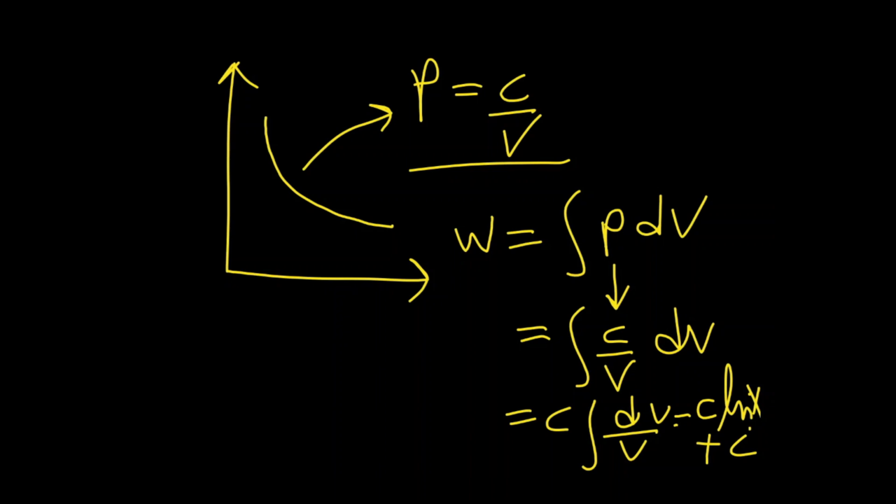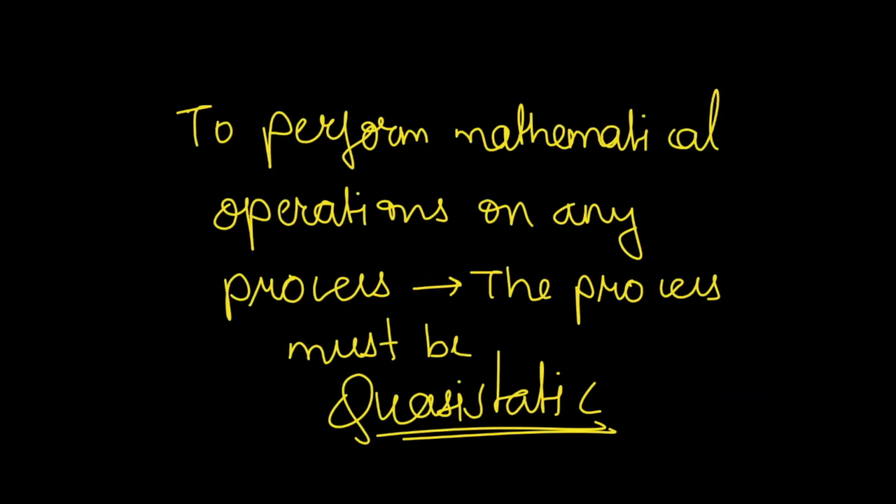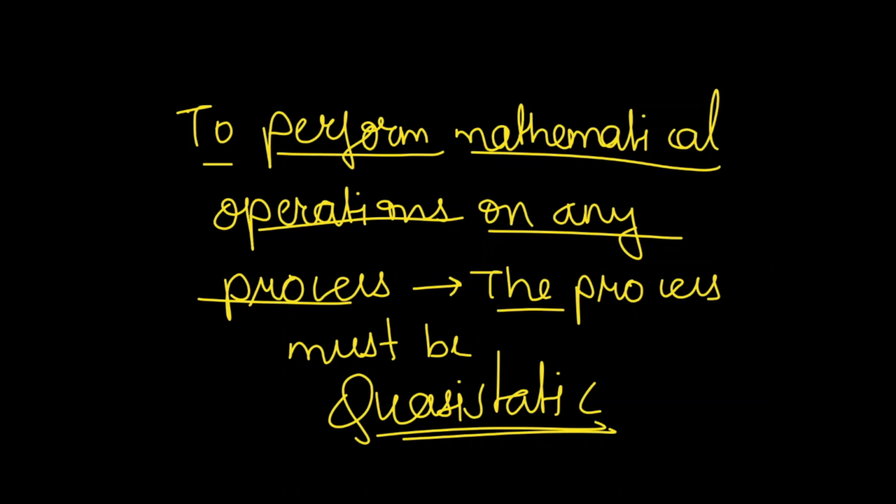So to conclude and summarize the important point of this video: to perform mathematical operations on any process, you should ensure that the process is a quasi-static process. I have told you in detail why that is so, because once you have a quasi-static process, you have the path of the process defined, and only then can you do integration and other mathematical operations on it.